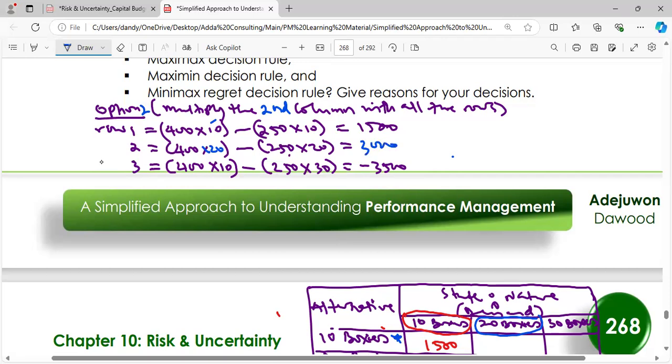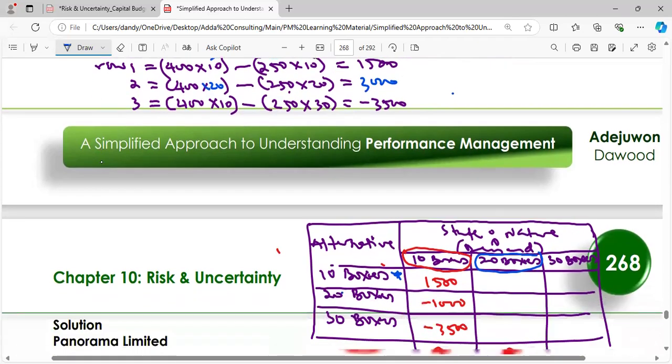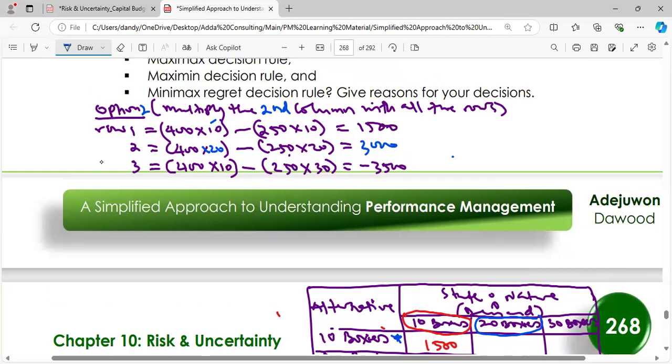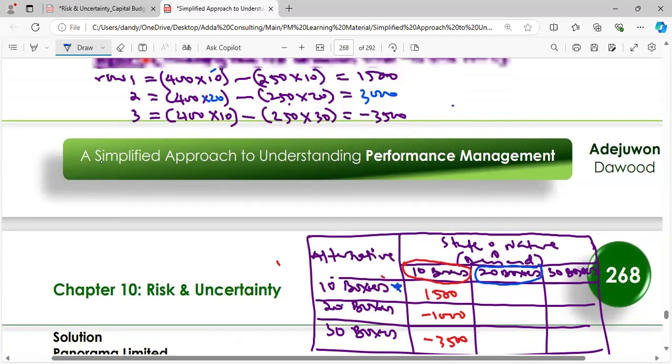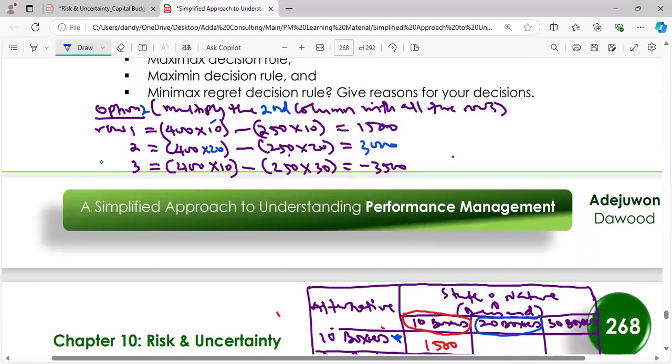Then I'll move to the third one. So we are still multiplying the second column with all the rows. Customers are demanding 20, but you've already bought 30. Therefore, of course, this one will still remain 20. Your contribution will remain 20 because that's what you want to sell to the customer. You can't sell more than what you have to the customer.